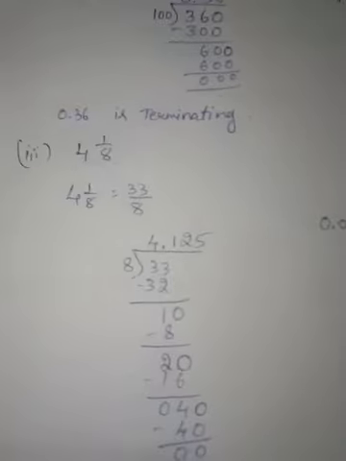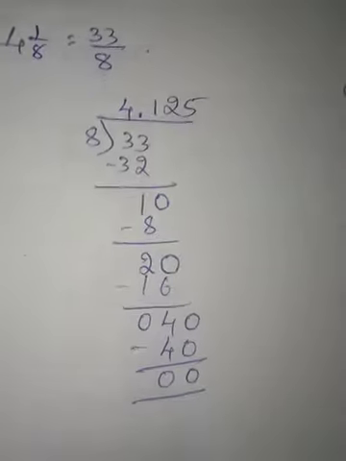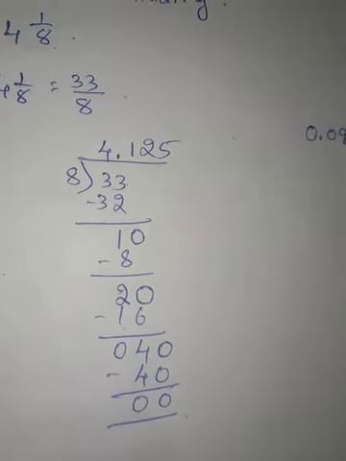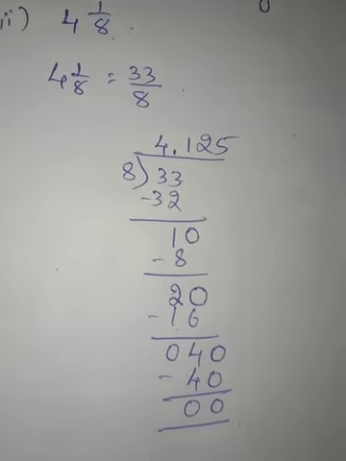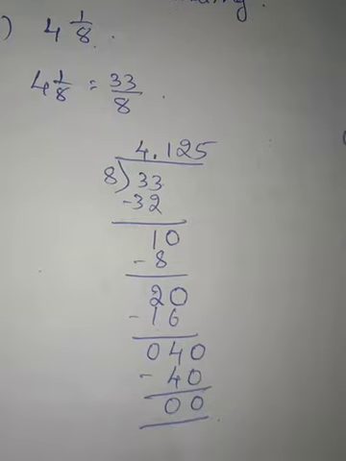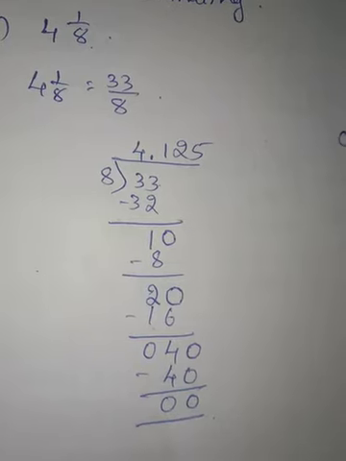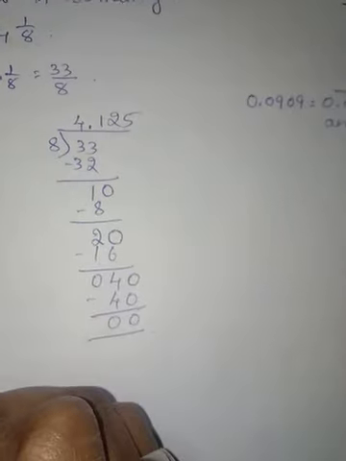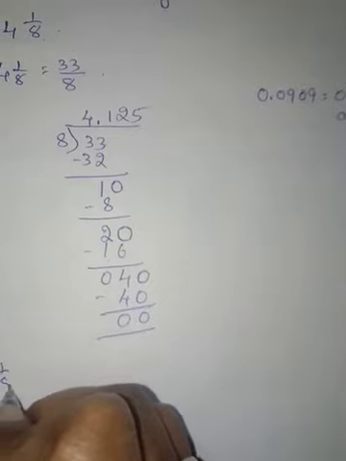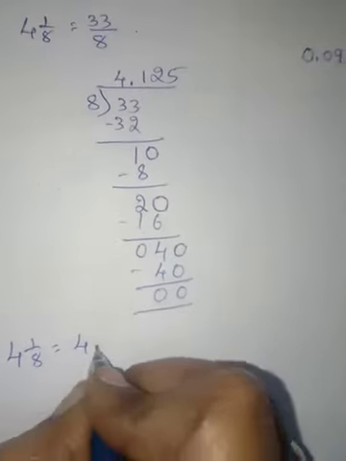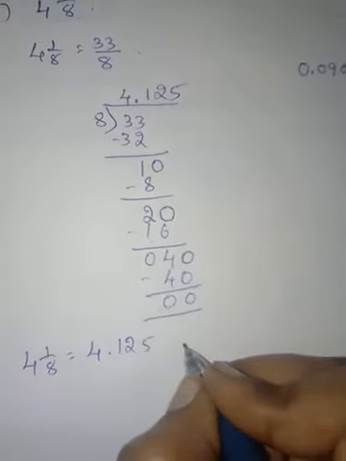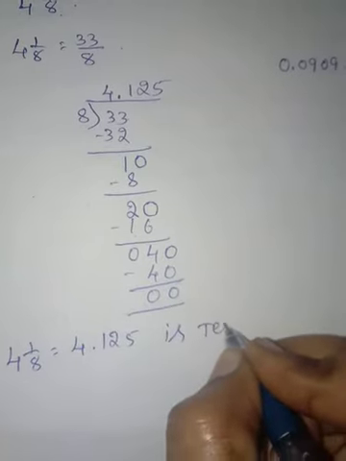Then is this number terminating or non-terminating? I explained in the first problem itself. That is, if we get a fixed value, it is terminating. Then 4 1 by 8, which is equal to 4.125, is terminating.